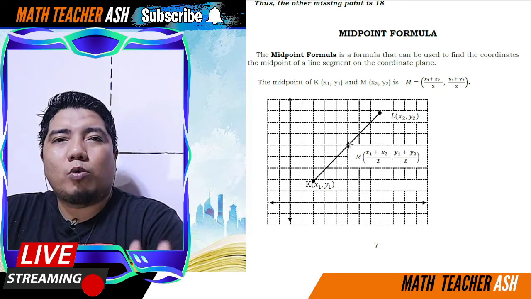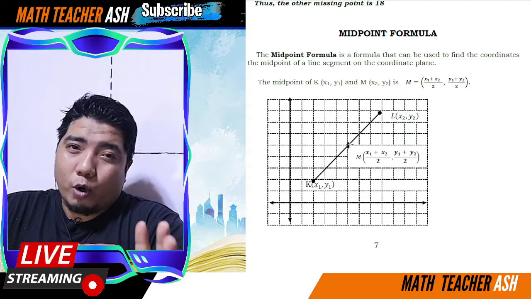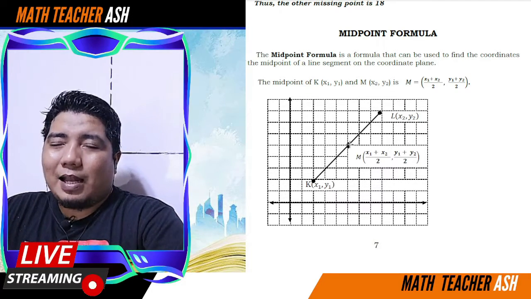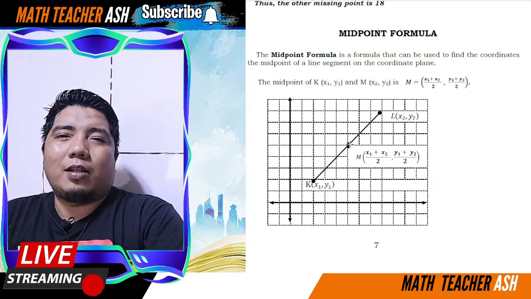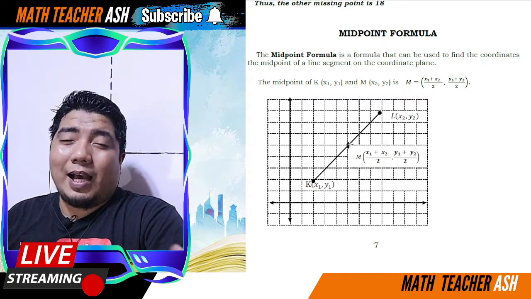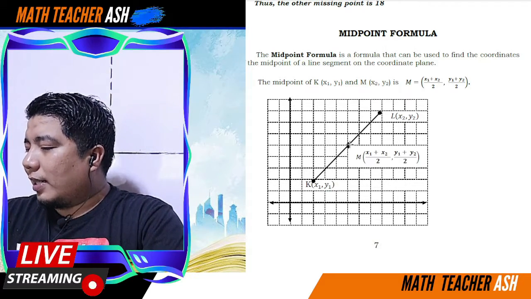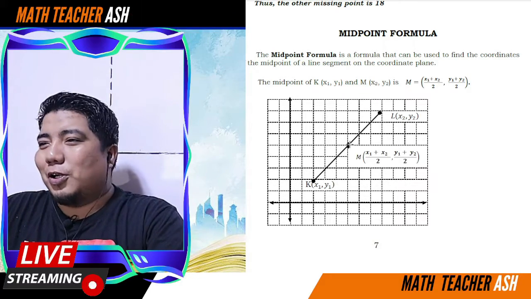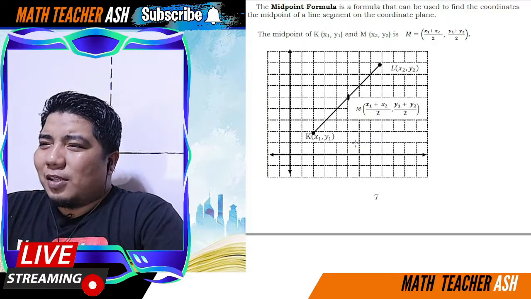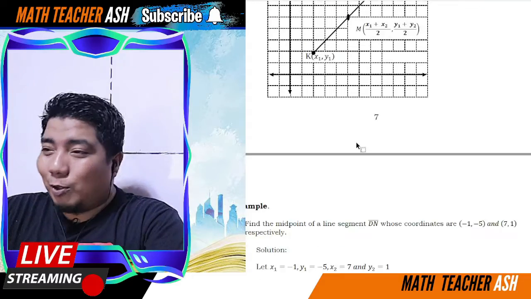Okay, so how do you get the midpoint, or how do you get the coordinates of the midpoint? It's easy, my dear math learners. You just add the two x's divided by 2. And for the y coordinate, you just add the two y's divided by 2. That easy, my dear math learners. Okay, so, Sir Ash, what if we could have some examples so we can learn this better?